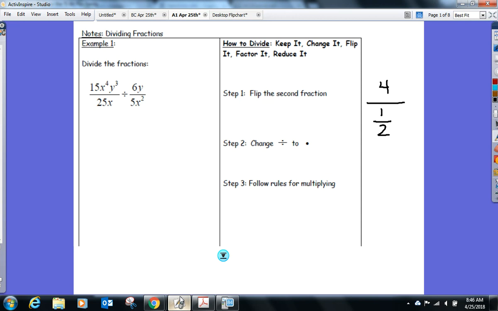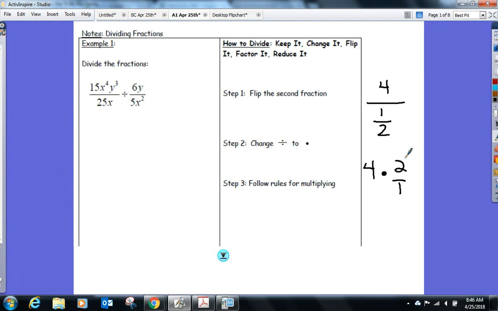So you want me to keep the 4 where it is, right? You want me to flip this? And how do I get an 8 from that then? Everyone agree? That's exactly what we're going to do today. You're going to keep the numerator the same, flip the denominator, and change the division to multiplication. That's how we're going to divide today.